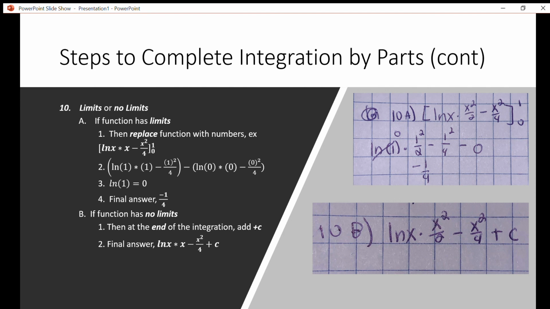Now, if we didn't have a limit, just like integrating in Calculus 1, if you integrate a function without limits, you always add a constant. You always do plus c. Why? Because we don't know what that constant is. If you were to take the derivative of this integral, you would get back the function we had originally, but we know that the derivative of a constant just becomes 0. So that's why we always have that constant, because we don't know if we have it or not. And yeah, for 10b, we have ln of x times x squared over 2 minus x squared over 4 plus c.